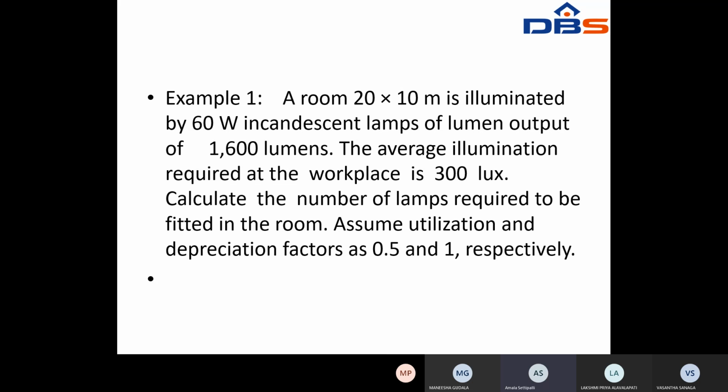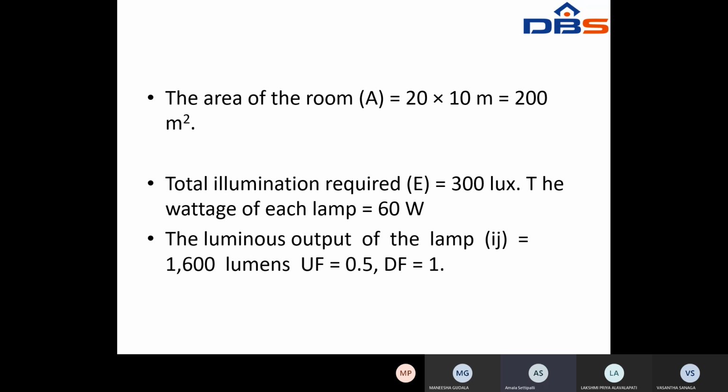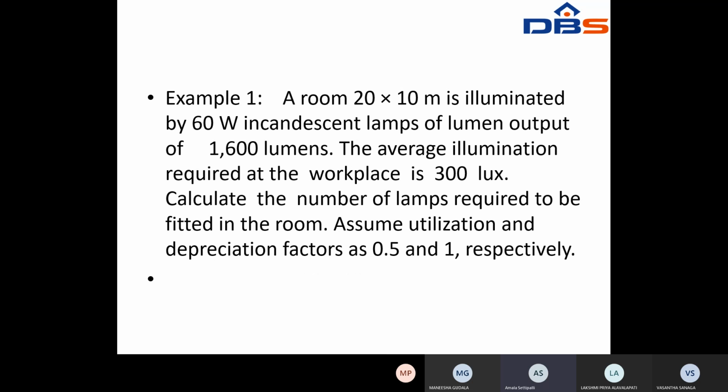This is the problem. From this, first, the given data: the area of the room is A equal to 20 into 10 meters. So all of you note down the first problem. I will wait 1 minute. All of you note down the problem in the notebook.